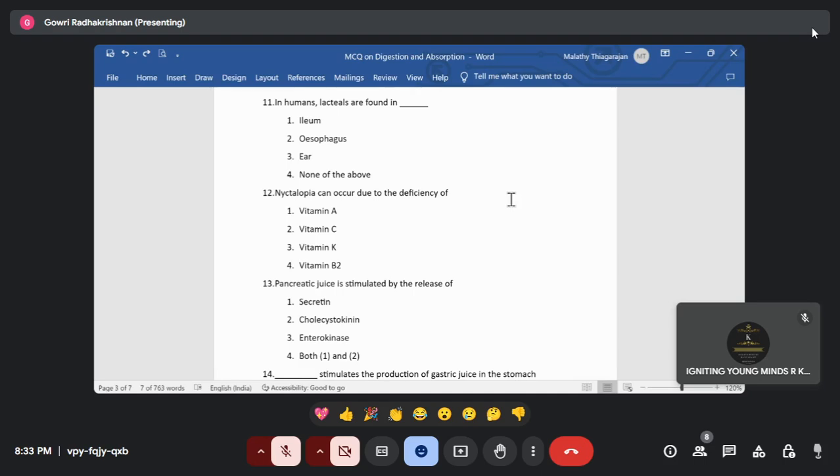All right, what is the function of that? During digestion, what does it do? It absorbs the large molecules of fat and lipids from the small intestine. Okay, so that is its function. Now we know the function, we know where it is located. Now we answer the question. First option is ileum, second is esophagus, third ear, fourth none of the above. Now tell me, lacteals, where are they found?